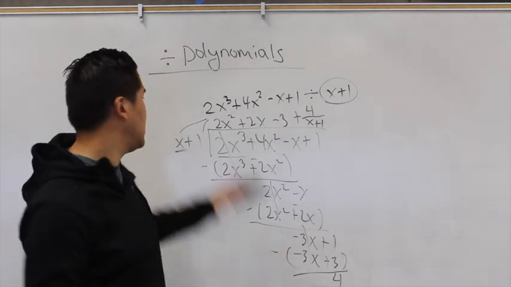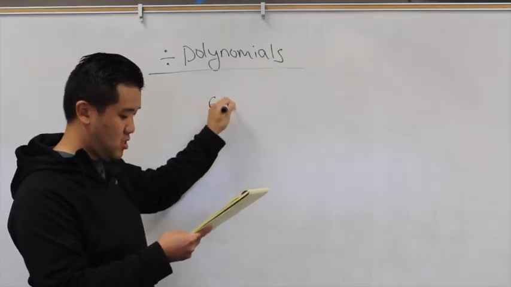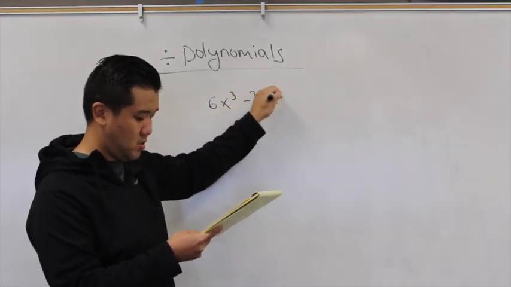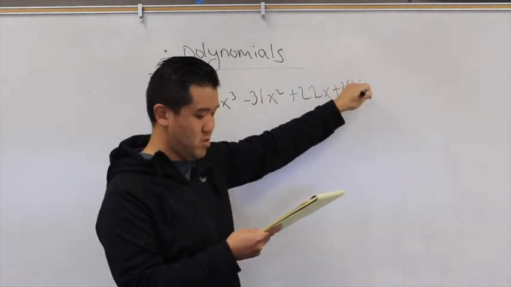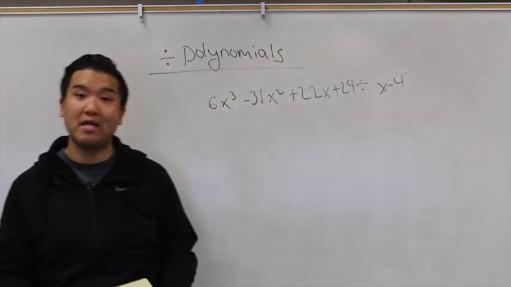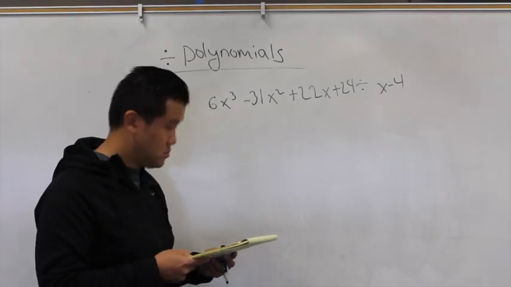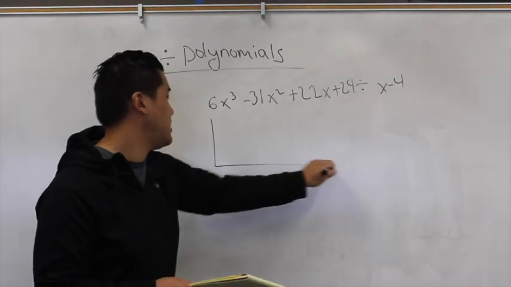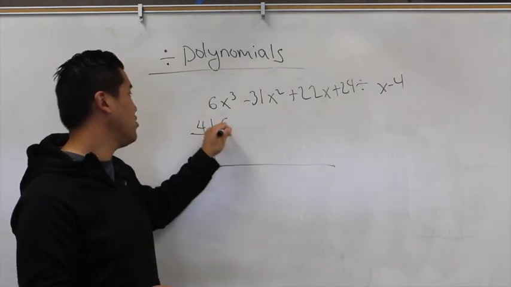All right, good job. Last problem, I want you to take 6x cubed minus 31x squared plus 22x plus 24. I want you to divide it by x minus 4. I want you to use synthetic. Try your best. This is our last problem. Don't give up. Go. All right, let's take a look. Synthetic. What goes here now? It's 4, not negative 4.